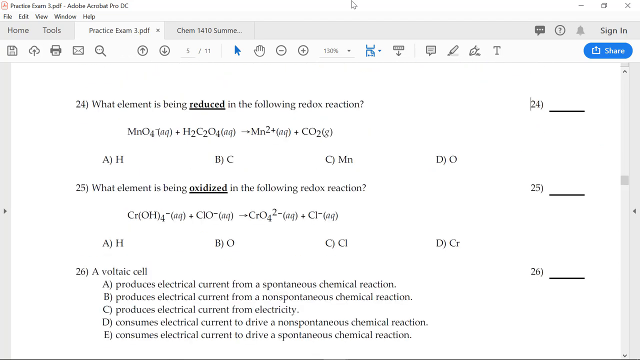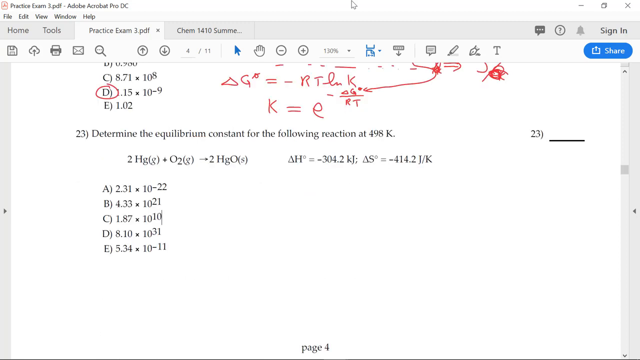Look at question number 23. So determine the equilibrium constant for the following reaction. So basically, you're given delta H and the delta S. So similarly, this is a relationship of delta G and the K. But you need to calculate delta G first by using this equation, delta H minus T times delta S. So substitute the numbers in over here.